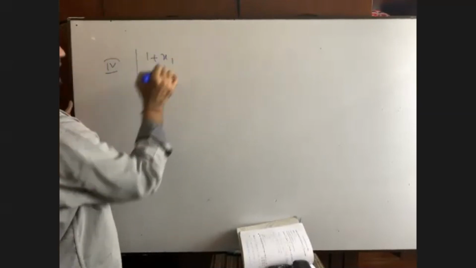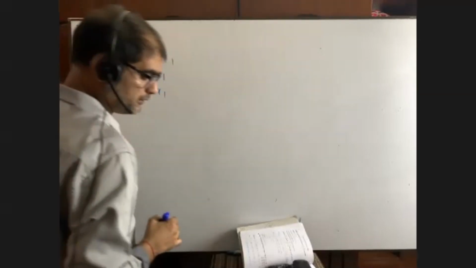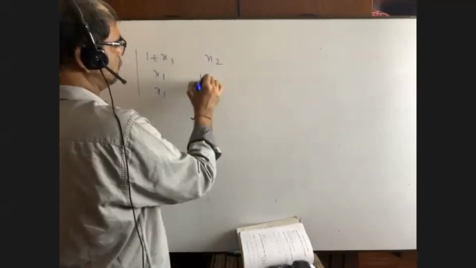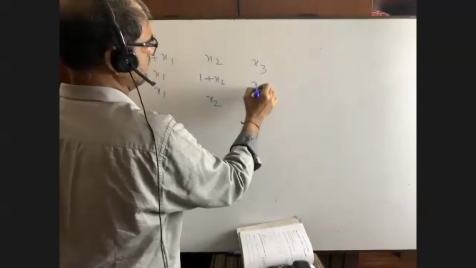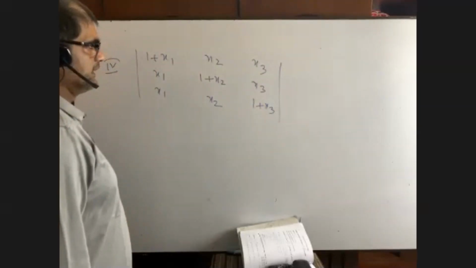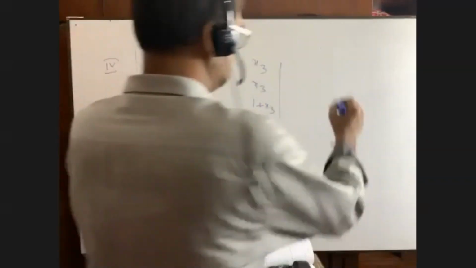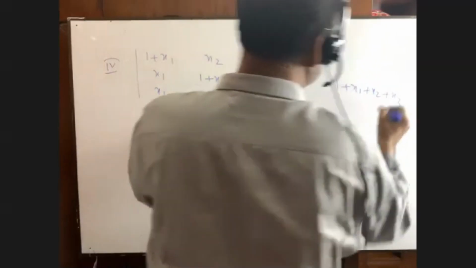Now see another math, question number 4. You can do it at home. The left hand side is the determinant with rows: 1 plus x1, x1, x1; x2, 1 plus x2, x2; x3, x3, 1 plus x3. Your right hand side is 1 plus x1 plus x2 plus x3.